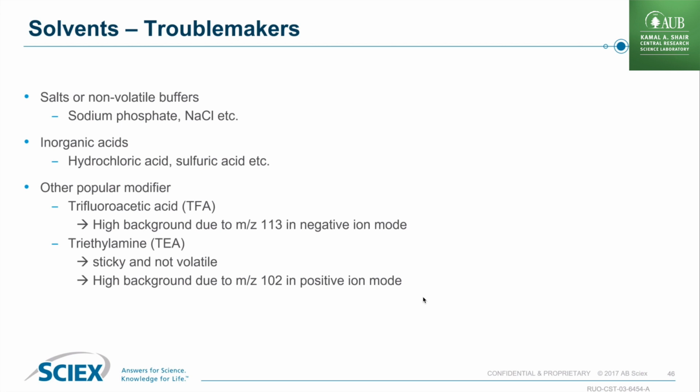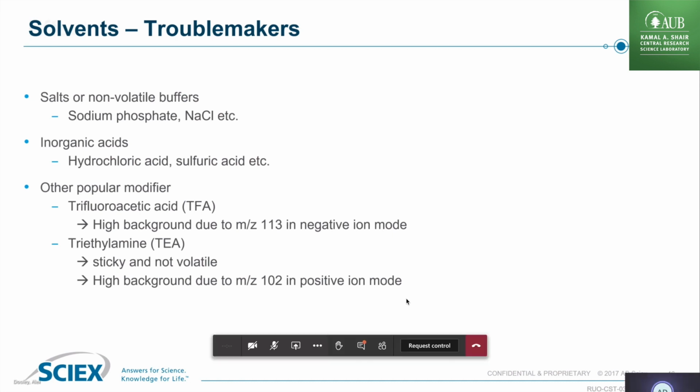Don't use, in the modern instruments, TFA or TEA. In many cases, you can convert. So for TFA, you can use formic acid, and for TEA, you can use ammonium formate. It's not, of course, perfect one-to-one, but in many cases, it will work. So that's what not to use.